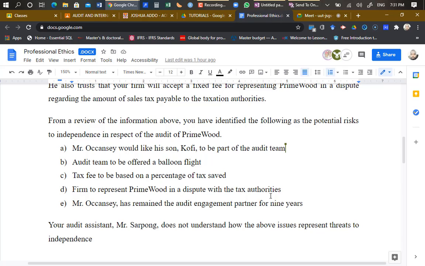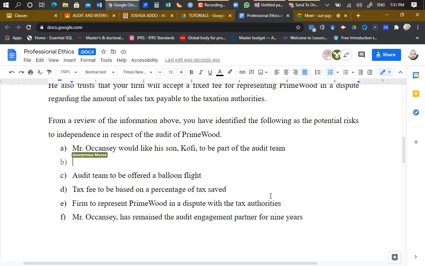And then someone also talked about tax fee based on percentage of tax saved as intimidation.